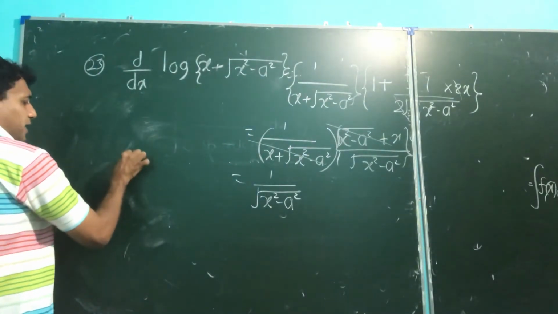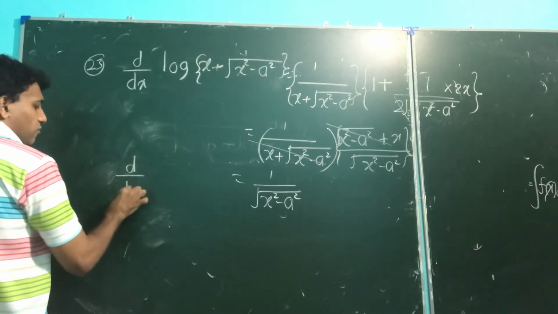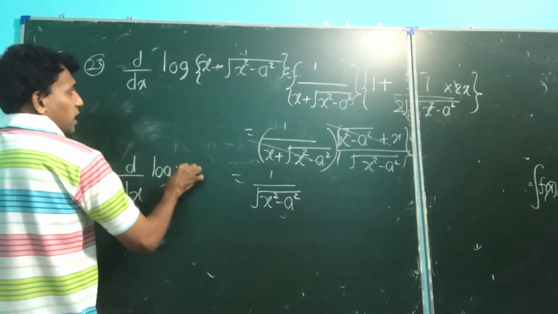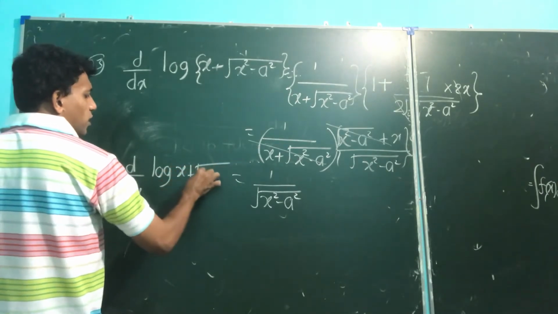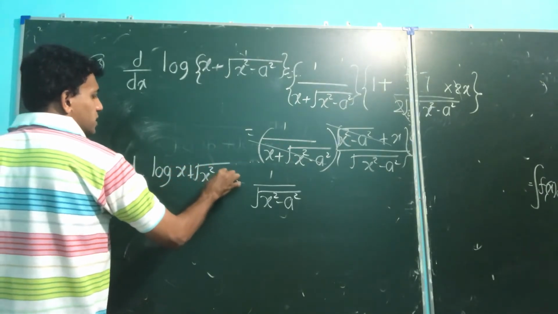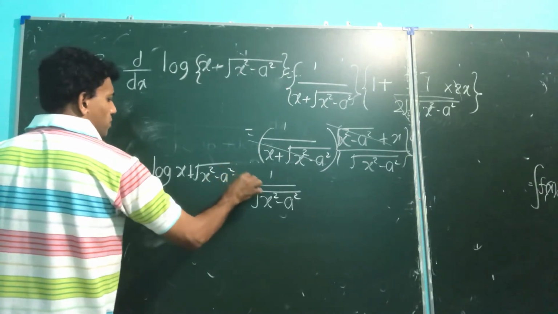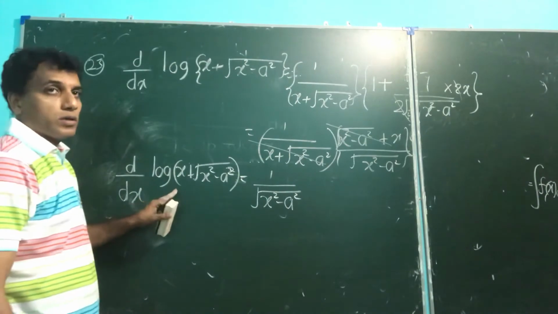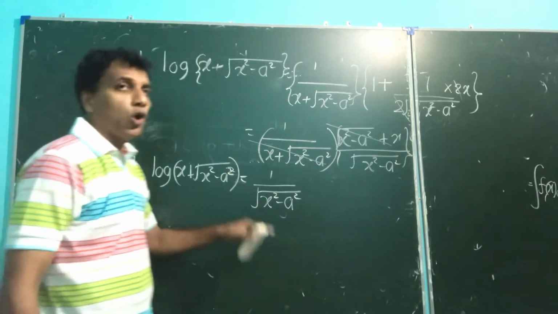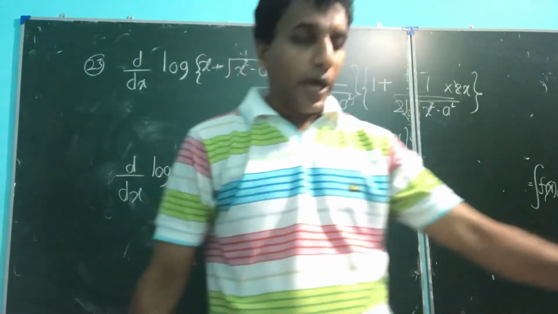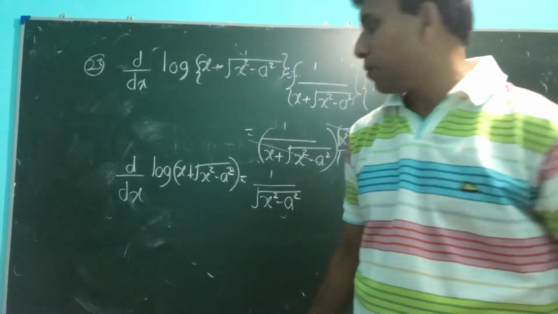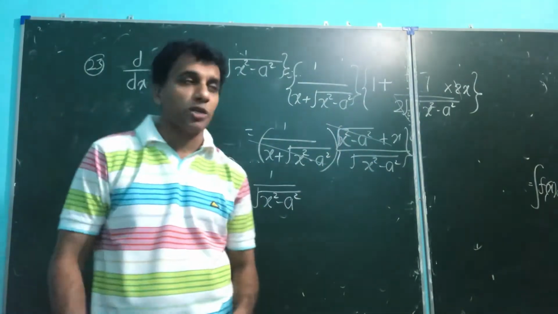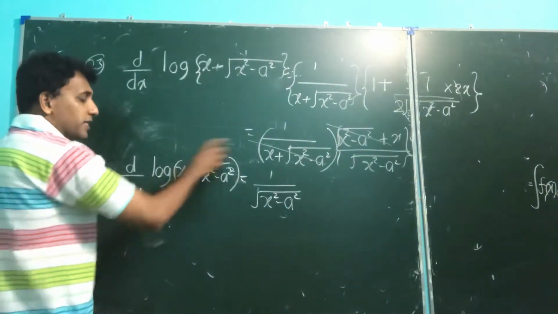So take a standard integration therefore. The differentiation of logarithm x plus square root of x square minus a square is 1 over square root of x square minus a square. So what is the converse part, the reverse integration part? This differentiation, that answer.